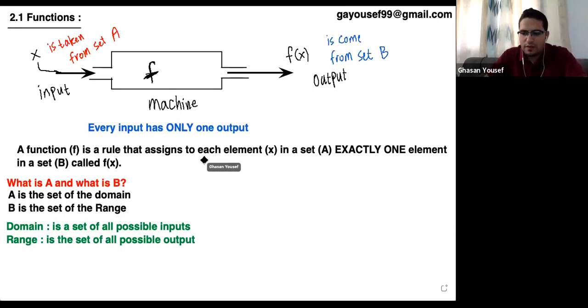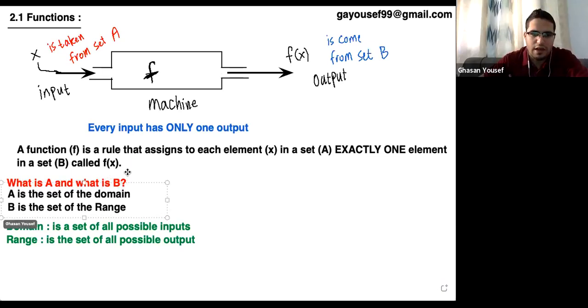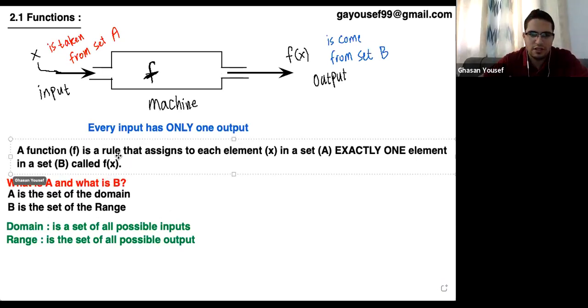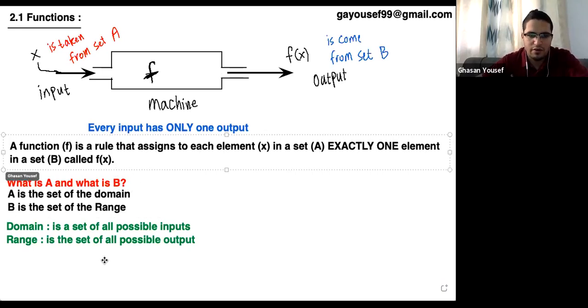So now we get the idea about the function. What is the mean of function? Also we get the idea for the set A and the set B, domain and range. Also we gave the general idea about the word domain and also the word range. Okay, so also we have another way to picture a function. We're not going to use the machine. The machine is the general idea about function, but we're going to picture a function by an arrow diagram.